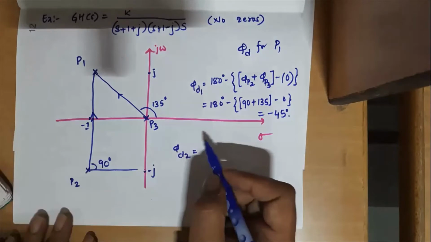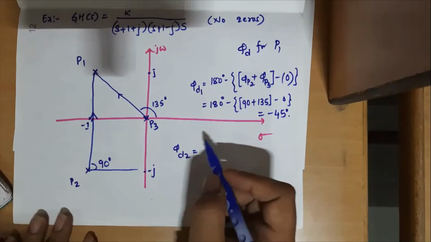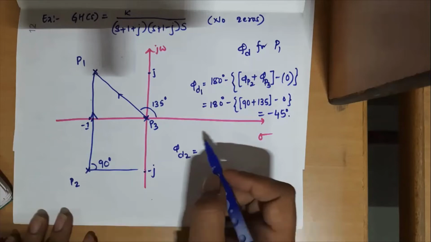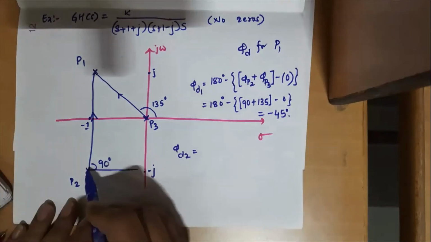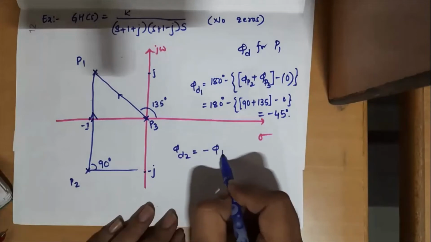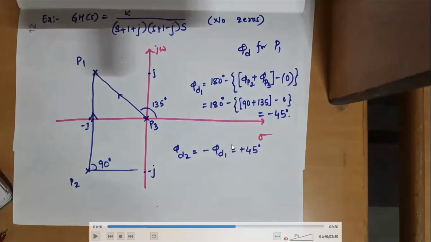And phi D2 is with respect to P2. So when you want to find the angle of departure for P2, the same formula will repeat. That is, now you need to draw vectors from P1 to P2 and P3 to P2. Then find the angles of that: for P1 it is 270 degrees, and for P3 to P2 it is 180 plus 45, which is 225 degrees. So if you do that and calculate the angle, you will end up with minus of its conjugate pole. That is, you will get plus 45.